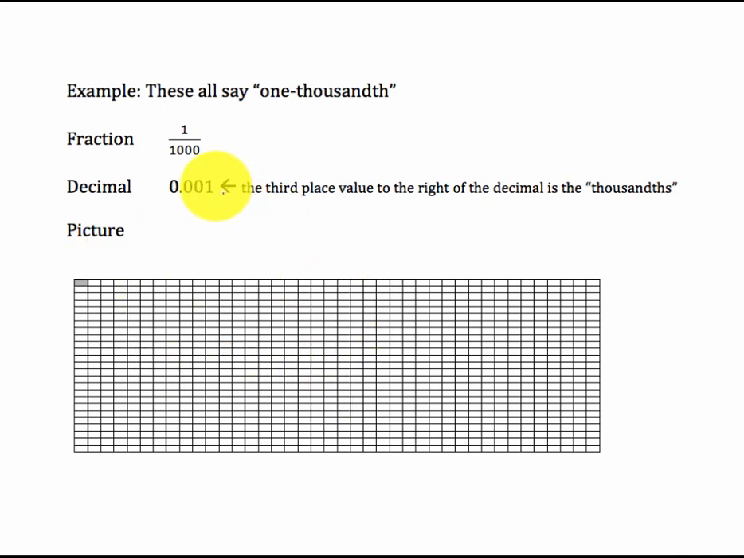If it was, say, 15/1000ths, it would have 15 over 1,000, and again, I would need the decimal to end in the thousandth place value. So I wouldn't want to go 0.0015. I would want 0.015. So I want the decimal to end here in the thousandth place value. That would then say 15 thousandths, and there'd be 15 out of 1,000 squares shaded in.